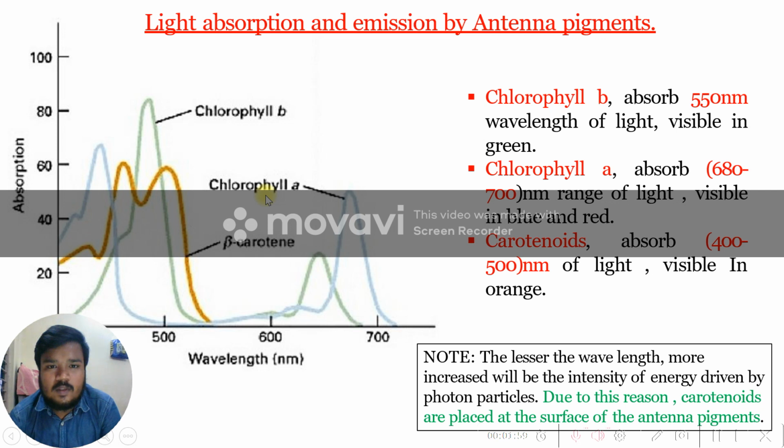Now two things we have to understand very clearly: light absorption by plants happens through these antenna chlorophylls. These are also called the antenna pigments, and the most important thing is that chlorophyll A and B play a major role in absorbing the light. There are also subsidiary pigments such as carotenoids that help in this process.